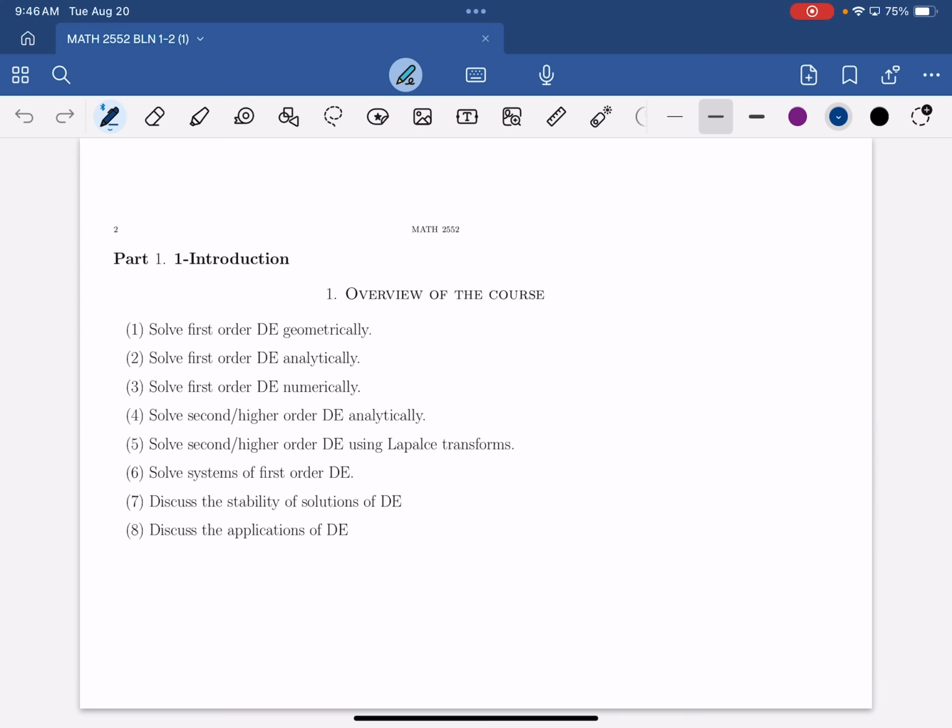Okay, so we're going to work on differential equations, obviously. So, the overview of the course.